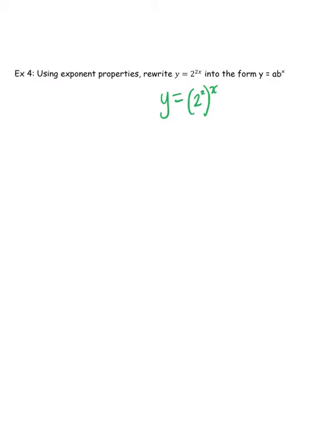Well, now we can just simplify this a little bit more. You know that 2 to the second power, 2 squared, is 4. So this is really just y equals 4 to the x power. And that's all I needed to know. So we're going to take this concept and apply it to some different functions to see that growth or decay rate. Okay, so here we're going to still apply those exponent properties.